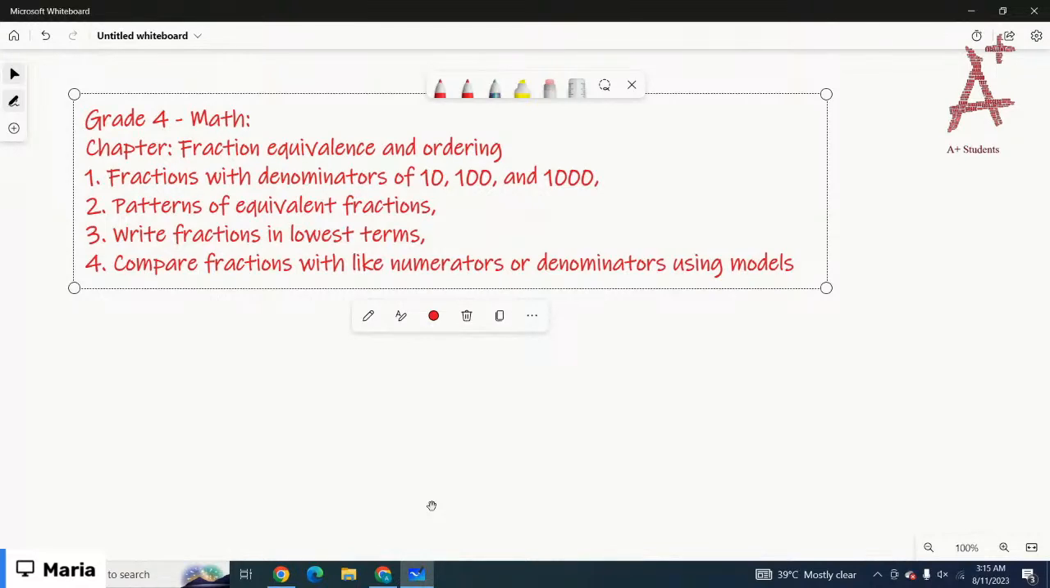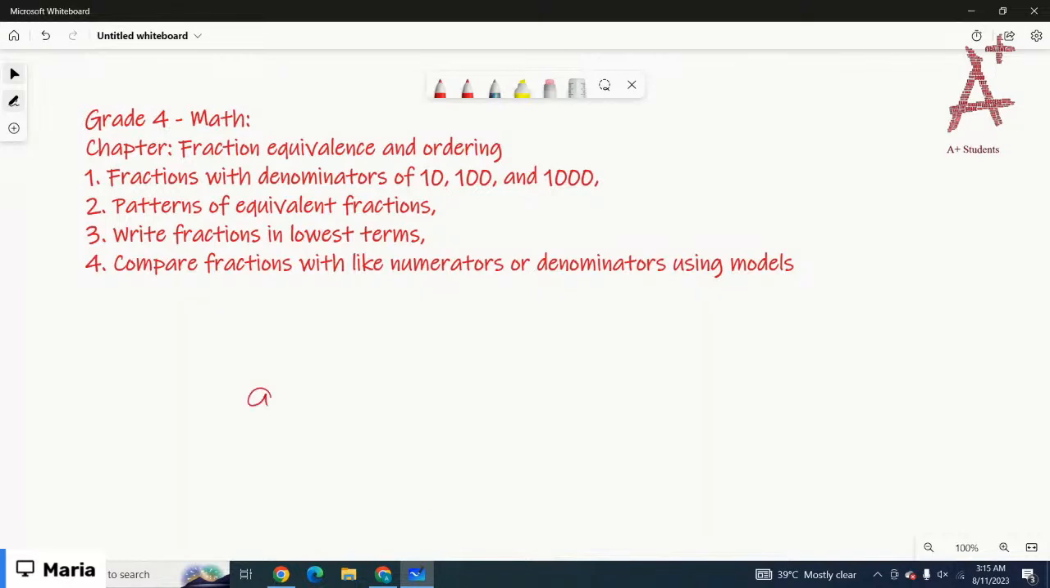So let's just start with the chapter. We're going to start with the chapter fraction, equivalence and ordering. The lessons we're going to cover today are fractions with denominators of 10, 100 and 1000, patterns of equivalent fractions, write fractions in lowest terms, and compare fractions with like numerators or denominators using models. You can find all these lessons on aplusstudents.com. You have to log in there using your email address, and the password is provided by the administrator.